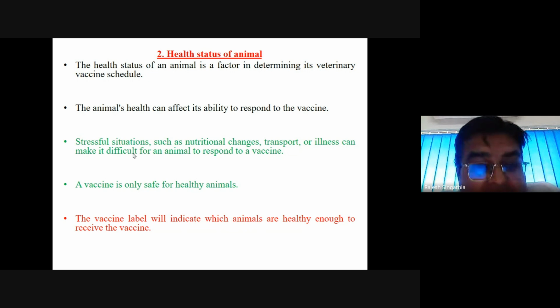So a vaccine is only safe for a healthy animal. If the animal is not healthy, then the vaccine is not safe. So there are chances of vaccine failure. The vaccine label will indicate which animals are healthy enough to receive the vaccine.